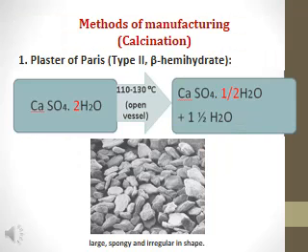Okay. Here we are, the methods of manufacturing, or termed calcination process. Okay, each type has its specific method of manufacturing. Okay, number one, plaster of Paris, type 1. It is not called type 1, it is type 2, plaster of Paris or beta hemihydrate or model plaster.